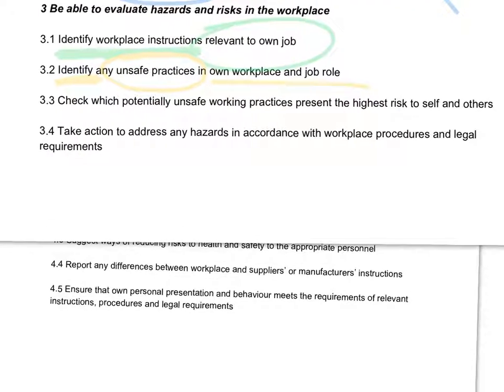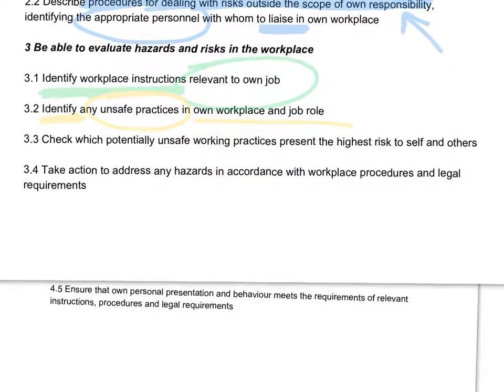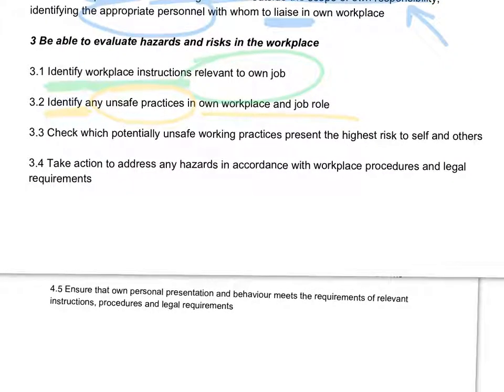In terms of 3.3, check which potentially unsafe working practice presents the highest risk to yourself and others. So in your job, what has the highest risk to you and other people?